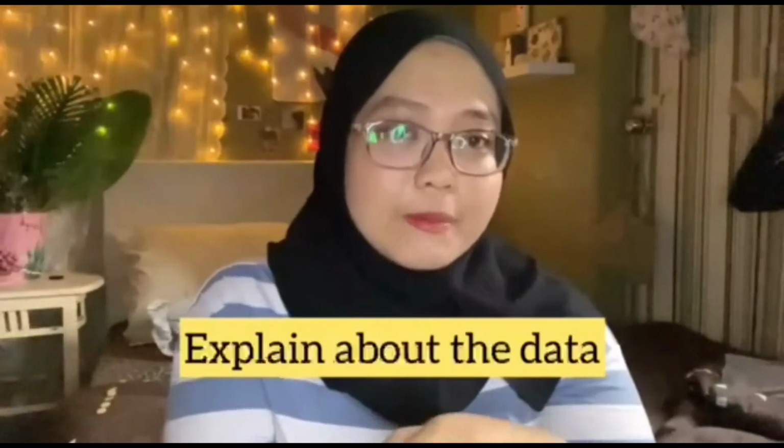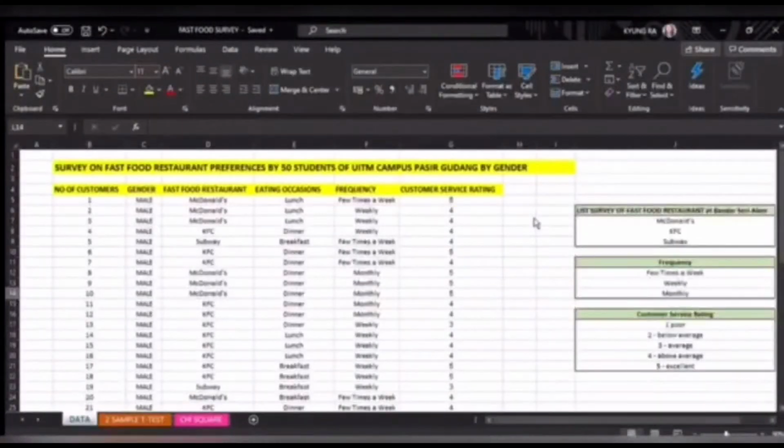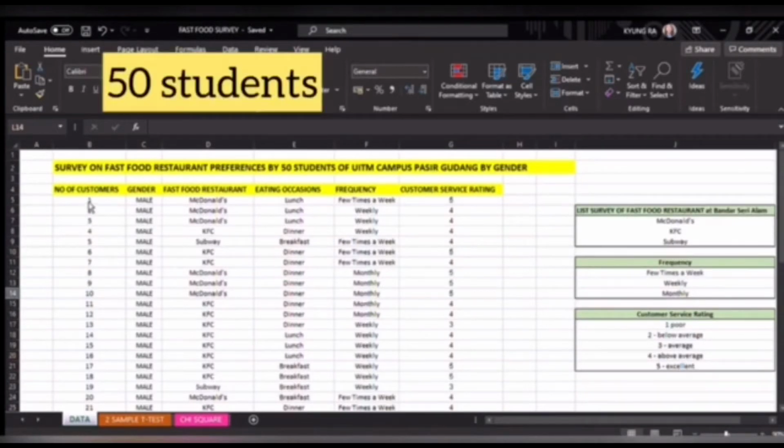Okay, so for this part, I would like to explain the data that we use for this group assignment project. So let's check it out. Here is the full data that we all have created and used to answer the questions in chapter 5. This data shows the survey on fast food restaurant preference by 50 students of UiTM campus Pasir Gudang in Johor by gender. The first column shows the number of customers or students, which totals 50 students.